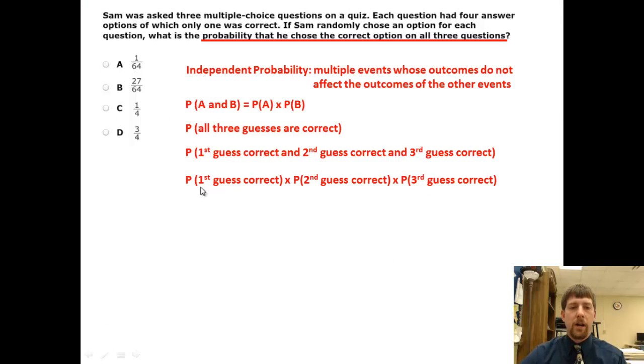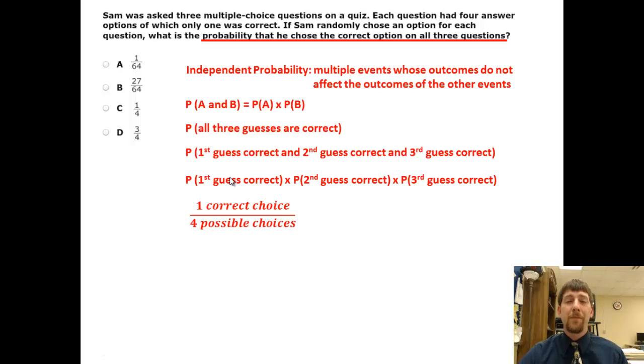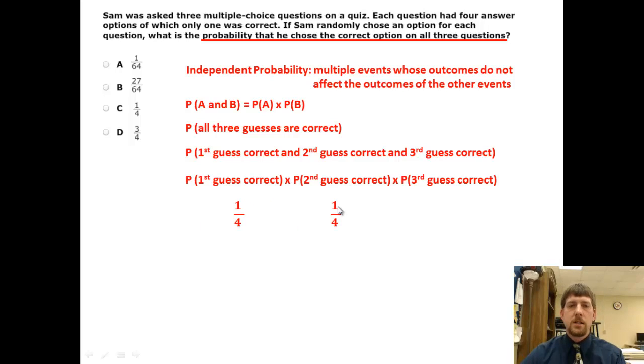So we just continue to break it up. Probability of first guess correct. So let's work it out. Well, we know probability is number of successful outcomes over number of possible outcomes. Well, there's 4 choices and only 1 of them can be correct. So 1 out of 4 chance of getting it correct if he guesses. So first question had a 1 in 4 chance of getting it right. Second question had a 1 in 4 chance of getting it right. Third had a 1 in 4 chance of getting it right. Operation is multiply each of them. 1/4 times 1/4 times 1/4 is 1 over 64, choice A.